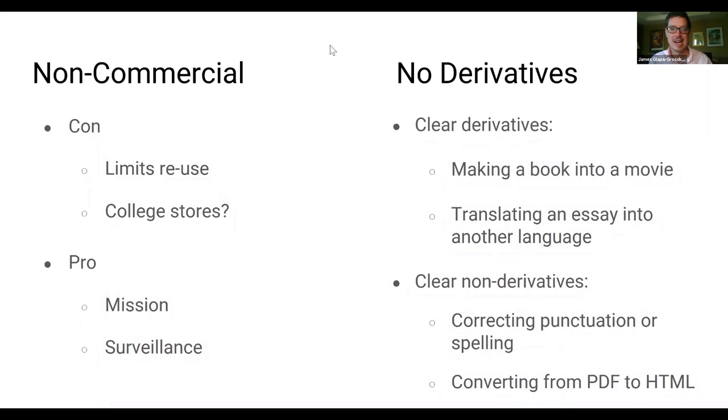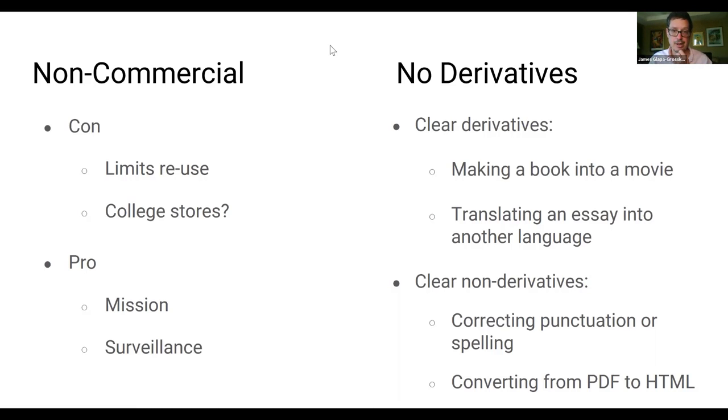I want to mention the no derivatives license as well that you may encounter. You may encounter something that's licensed no derivatives, and you think, oh, geez, I want to insert this into my PowerPoint, or I want to use this chapter in a compilation I'm building. Am I able to do that? And that's also kind of fuzzy. I'll illustrate it with some clear examples on both sides of the extreme.